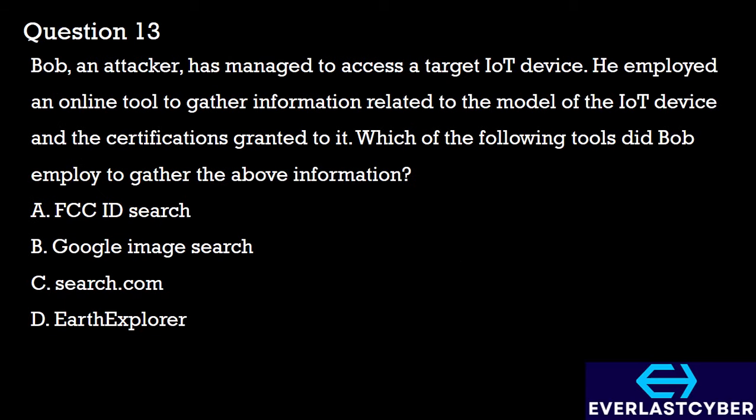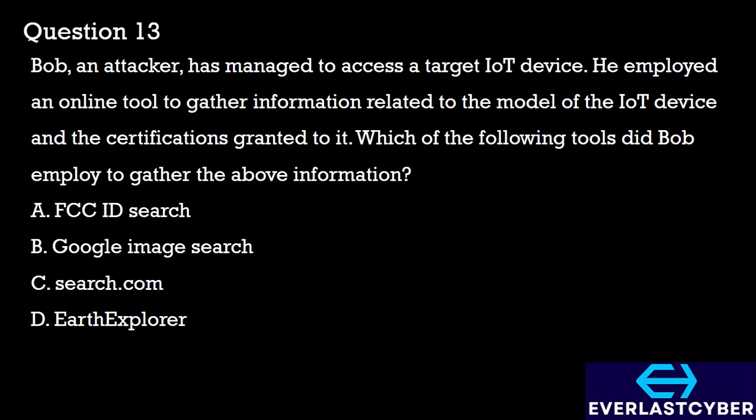Question 13. Bob, an attacker, has managed to access a target IoT device. He employed an online tool to gather information related to the model of the IoT device and the certifications granted to it. Which of the following tools did Bob employ to gather the above information? A. FCC ID search. B. Google image search. C. Search.com. D. Earth Explorer.